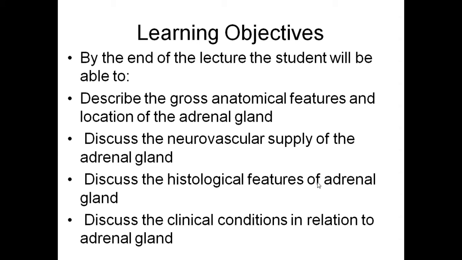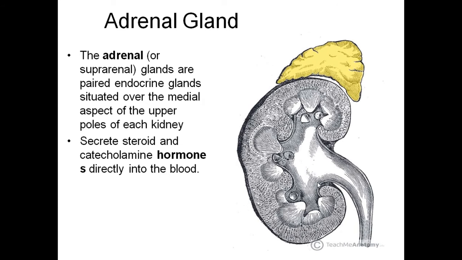In this lecture, you will be able to describe the gross anatomy and the location of the adrenal gland. You must be able to discuss the neurovascular supply of the adrenal gland. You must be able to discuss the histological features of the adrenal gland and the common conditions associated with the adrenal gland. So the adrenal gland is also termed the suprarenal gland.